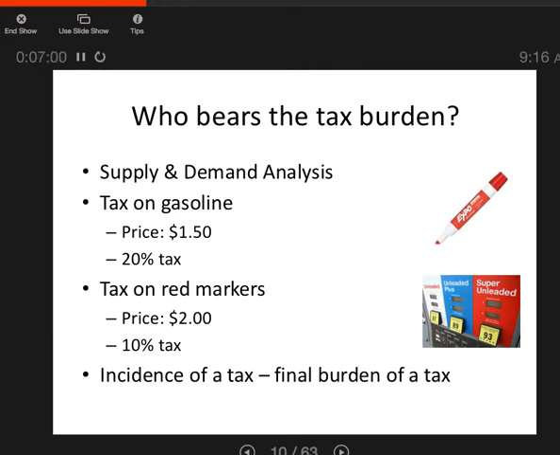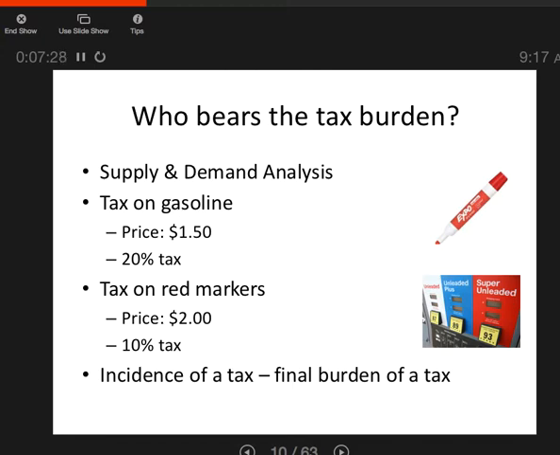The question comes back to, is it inelastic or elastic? Well, is there a substitute for red markers? The answer would be yes. We could use a green marker or a black marker or whatever we want to use. So who is going to bear the additional tax? That would be the store. So now, instead of pricing it at $2, they would keep it at $2, but now they're losing 10% of their profit on the red markers.